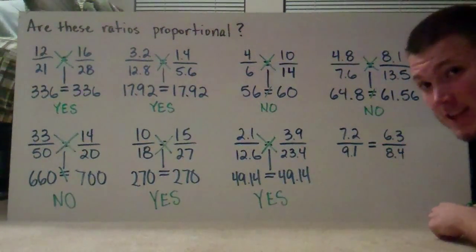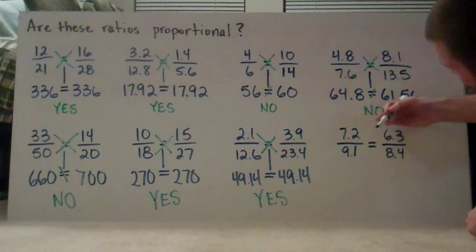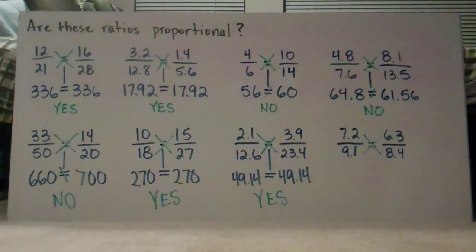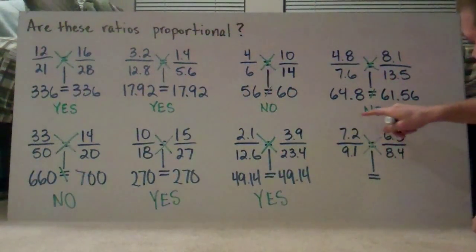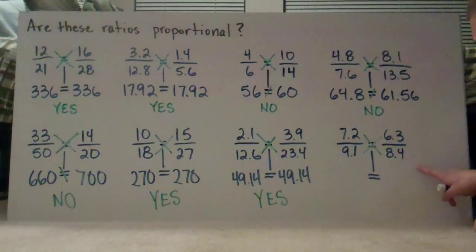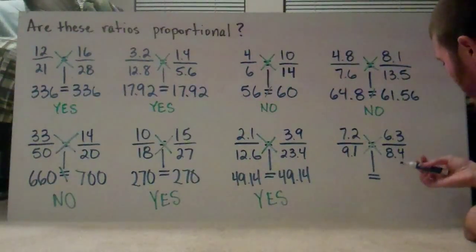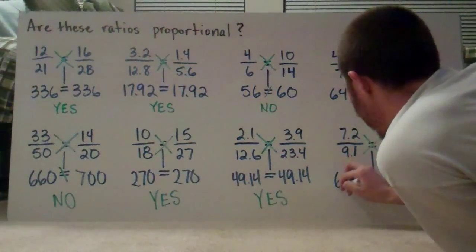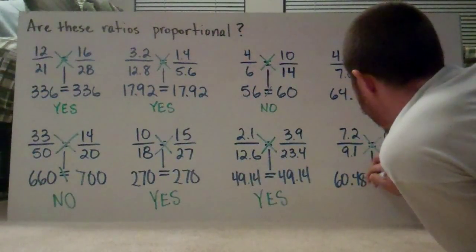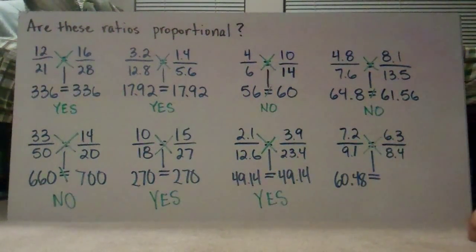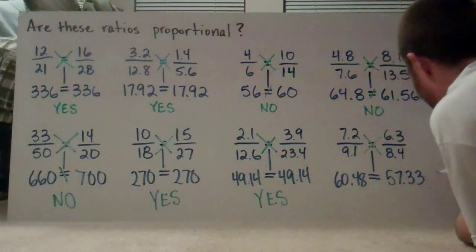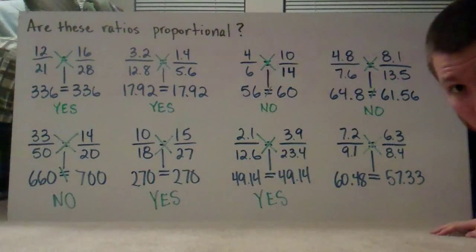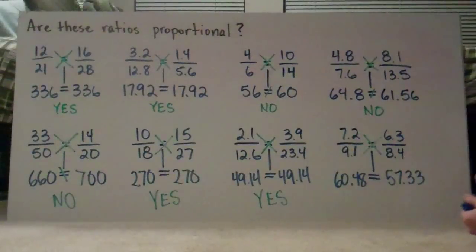Alright, and our last set of ratios. Alright, let's cross multiply. Bring the equal sign down. 7.2 times 8.4. That's going to give me 60.48. And then I'm going to multiply 9.1 times 6.3, and that'll give me 57.33. Those two values are not equal to each other. So guess what? They're not equal to each other. They're not proportional.